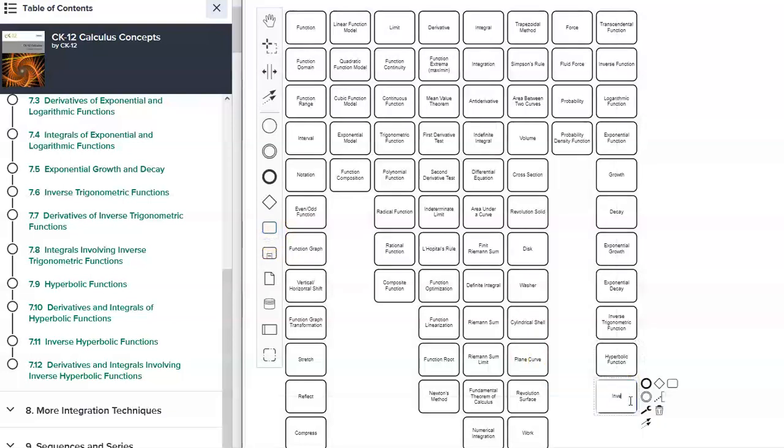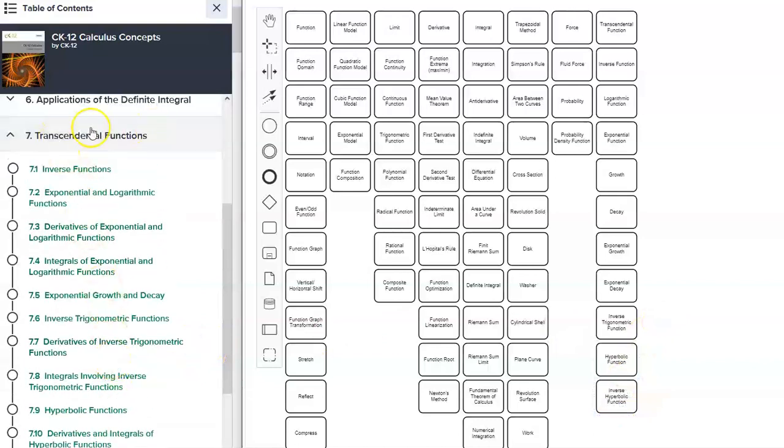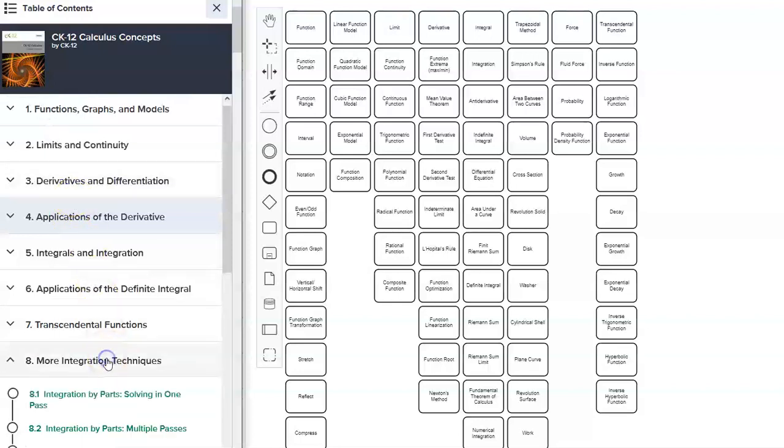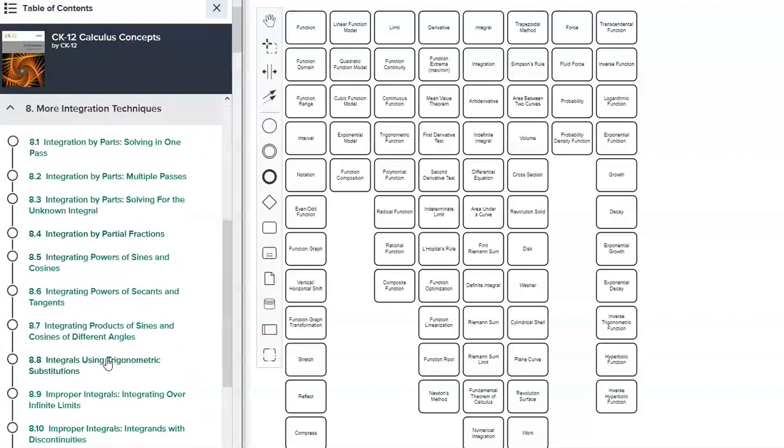I almost wonder if there's an inverse of all these functions. Sure sounds like it. And then the derivatives and integrals of the inverse hyperbolic functions. Okay, so that's the transcendental functions. Moving along here, we have some more integration techniques.